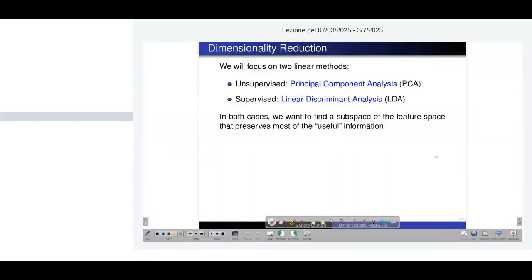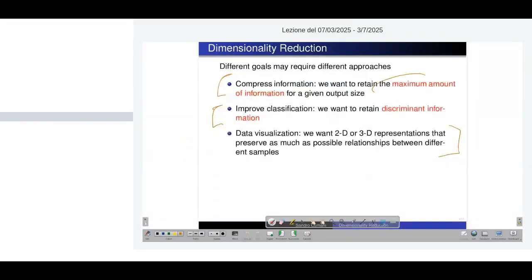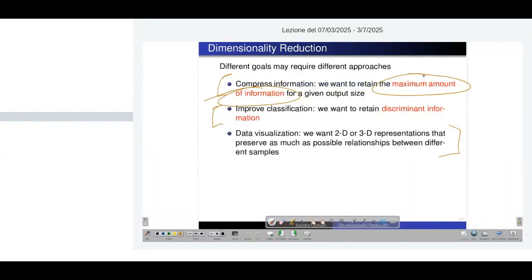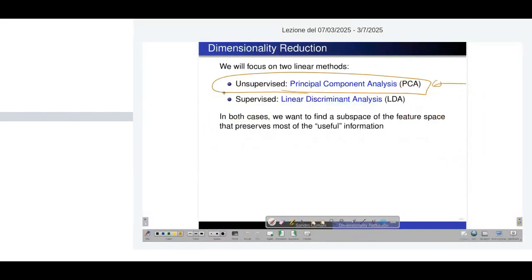So the two techniques that we will discuss are principal component analysis, which essentially will be akin to preserving the maximum amount of information, and we will see it's an unsupervised method. Here you're seeing that we never defined a classification task. We just defined we want to preserve information in the data. We didn't specify that this information is related to a concept of class, and indeed PCA will be unsupervised.